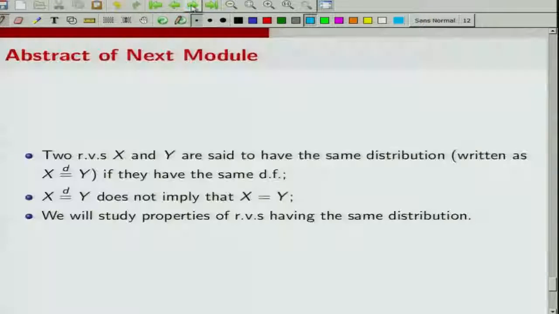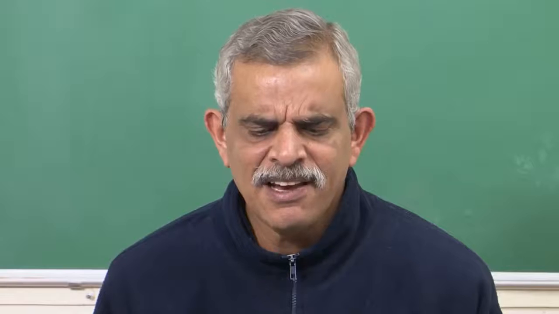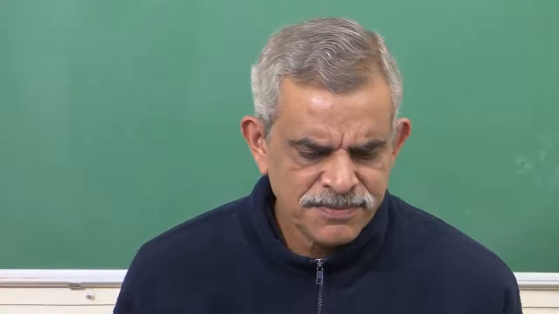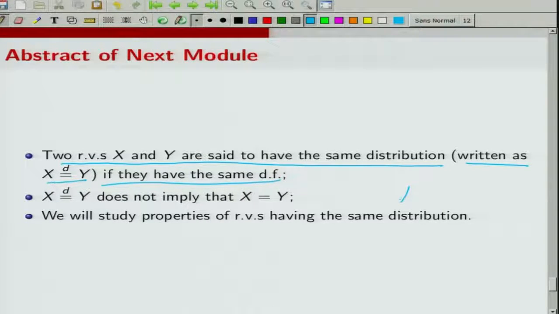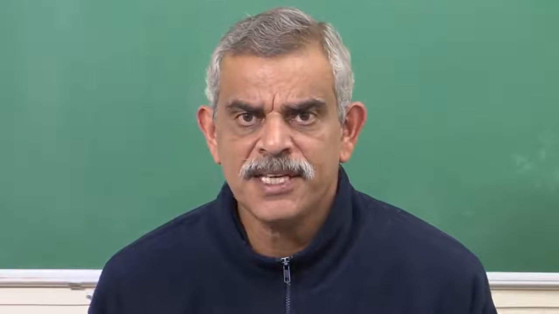Now let me give a brief summary of the things which I will be doing in the next module. In the next module I will give a definition of two random variables having the same distribution. So two random variables X and Y are said to have the same distribution, and we write that as X is same as Y in distribution, if they have the same distribution function. So certainly if they have the same distribution function, they will have the same PMF and the same PDF. Now note that when I say that X is having the same distribution as Y, this means that their probability distribution is same, but X may not be the same as Y.